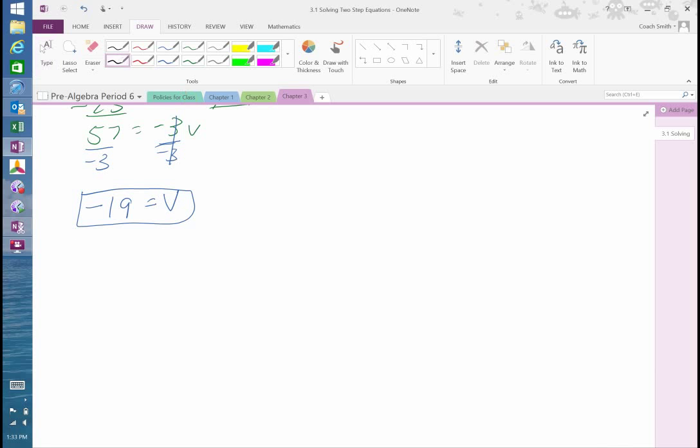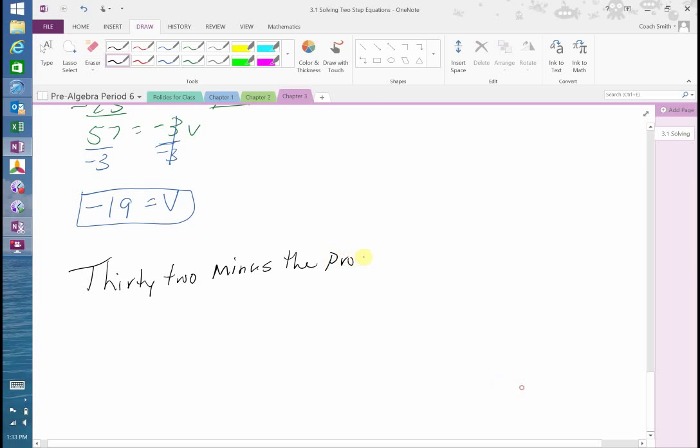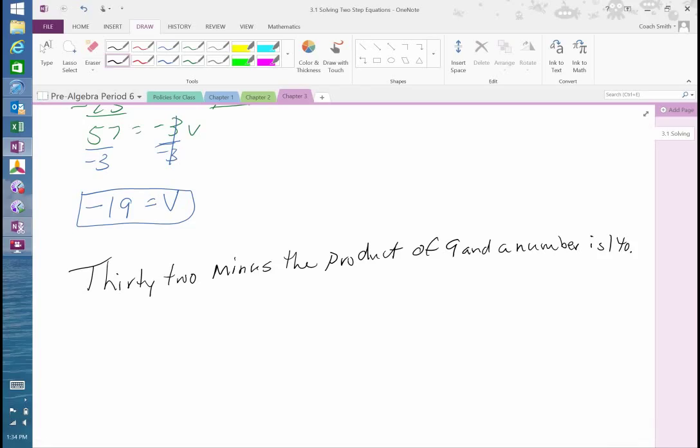All right, this problem. $32 minus the product of 9 and a number is 140. Okay, so we need to translate this into an equation and then solve the equation.